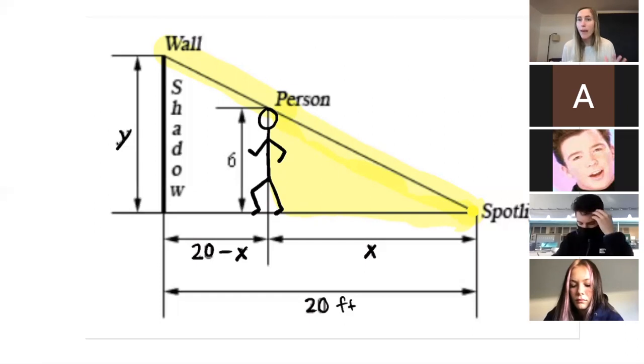Is everyone okay with this picture and how it's labeled? Do we kind of understand the situation? There's a spotlight behind the guy or the girl, whoever, the 6-foot tall person, and they are walking towards the wall. So their shadow height is going to be changing on the wall based on them getting closer and closer and closer to the wall.